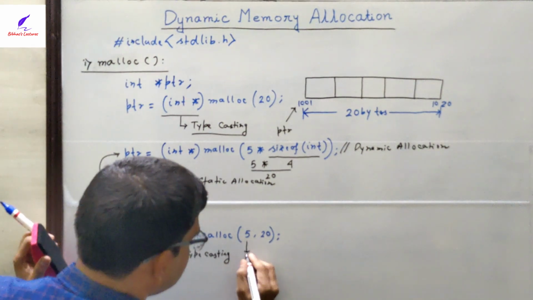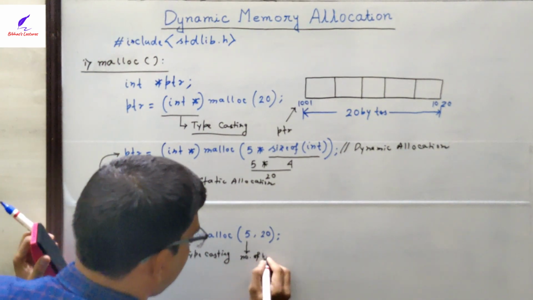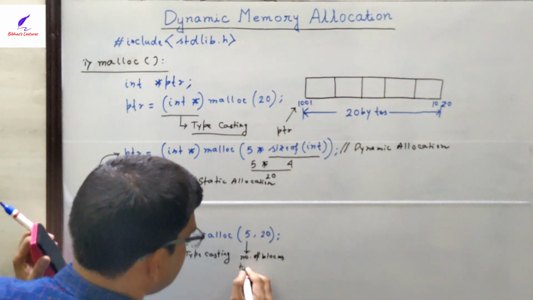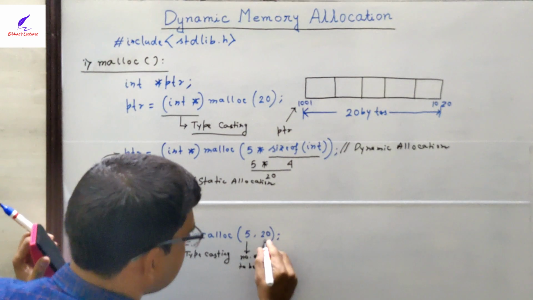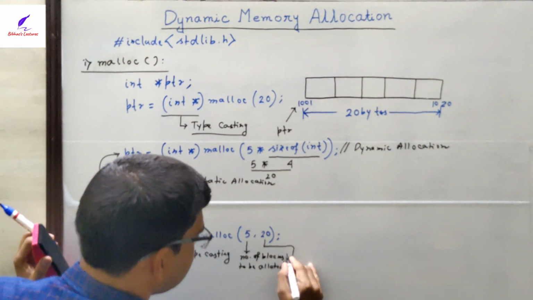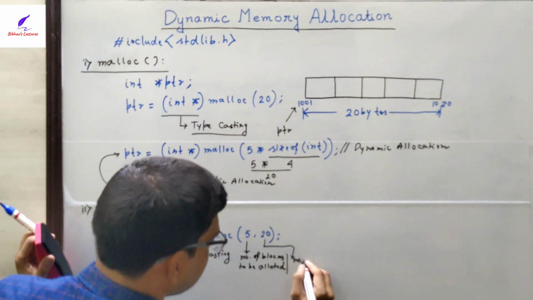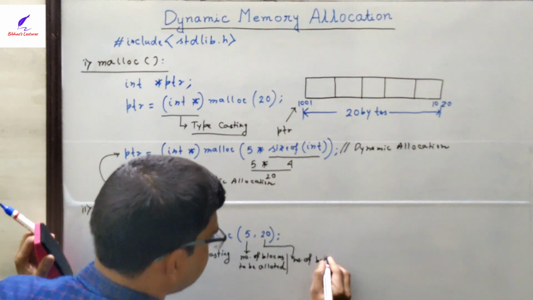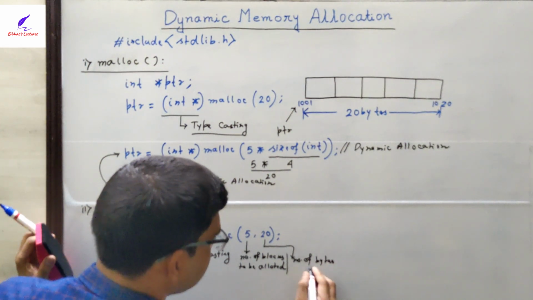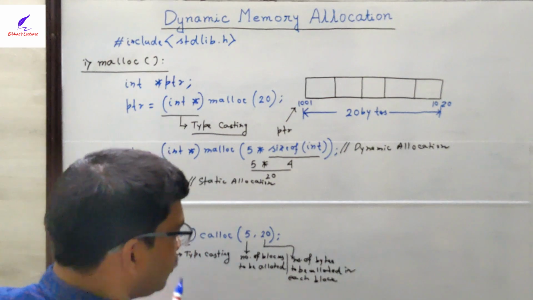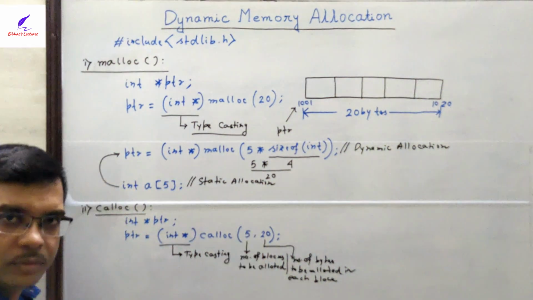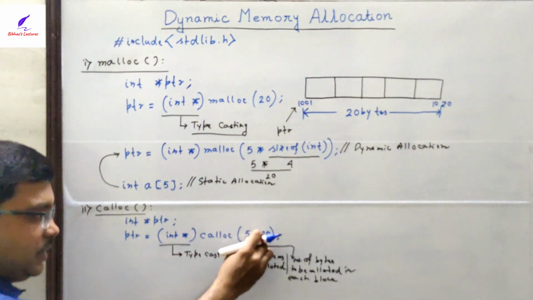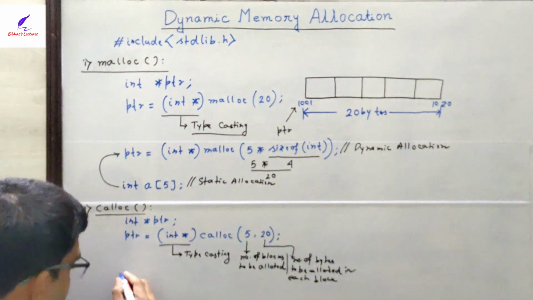Now this is the number of blocks to be allotted, and this is the number of bytes in each block. So, number of bytes to be allotted in each block. Okay, so 2 parameters we have to pass. Now this syntax we can write in some different way.